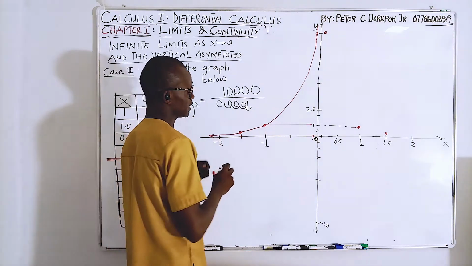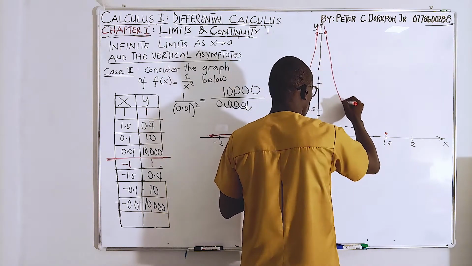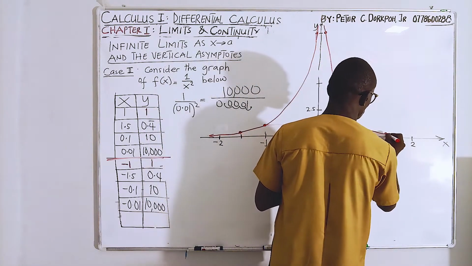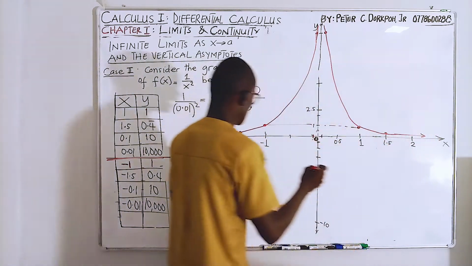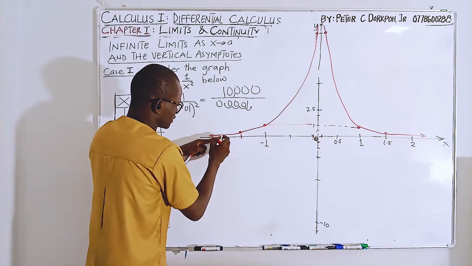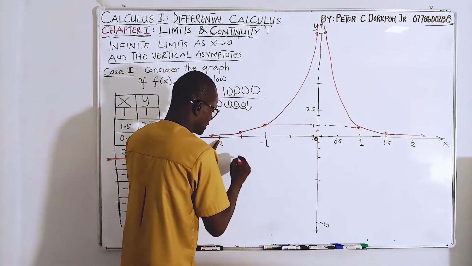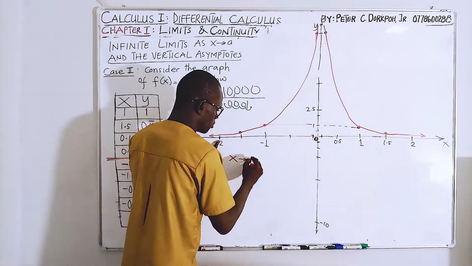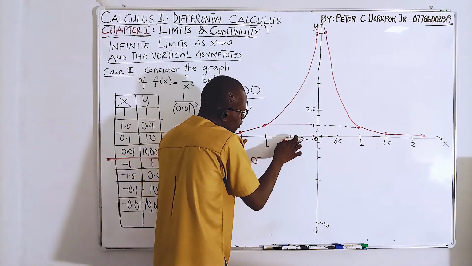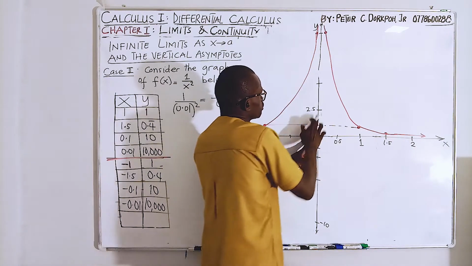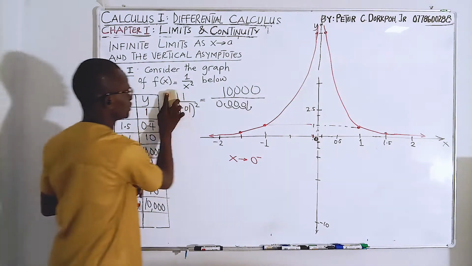So what you understand from the graph is that as x is getting closer and closer to 0, as x is approaching 0 from the left, what happens? The function is increasing. So it means the function is increasing.